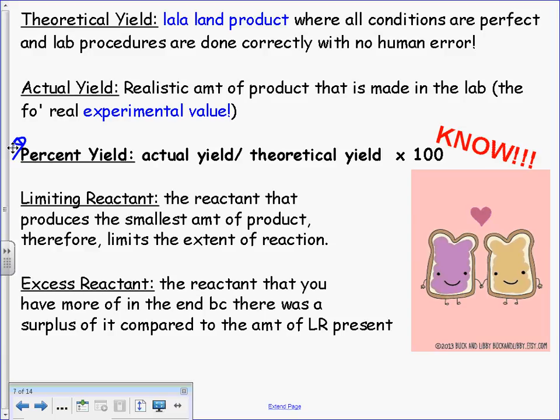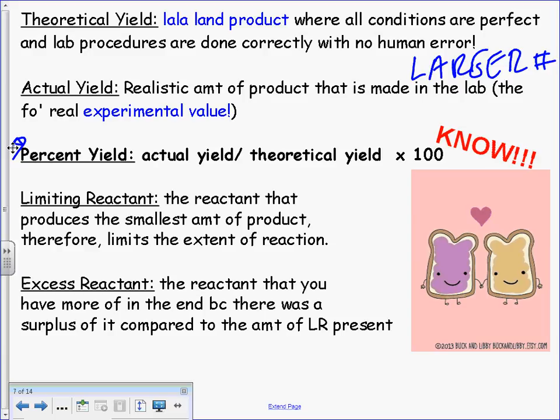So you can write or take a picture, don't care, read, close your eyes and try to memorize whatever you need to do. But theoretical yield is literally theoretical. Theoretical yield is our la-la land product. Like if everything was perfect in the lab and you were a perfect human being, which most of you guys are really close, but if all conditions were perfect, there were no human error, you would get this perfect yield. Perfect yield, theoretical yield, is usually the larger number that we're dealing with, usually in grams, okay? It can be moles, but usually it's in grams.